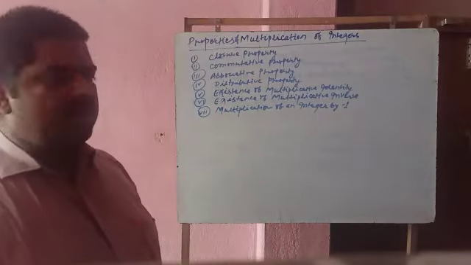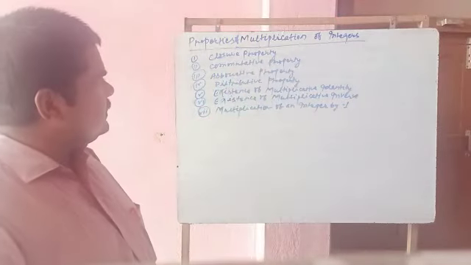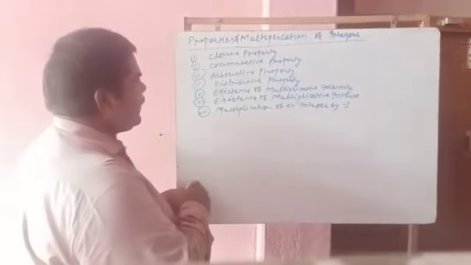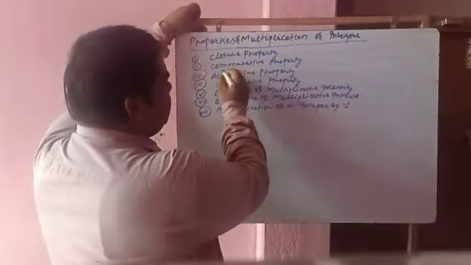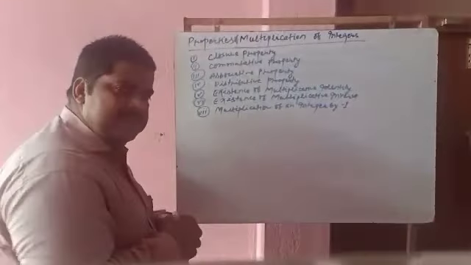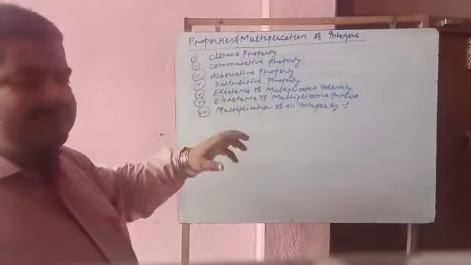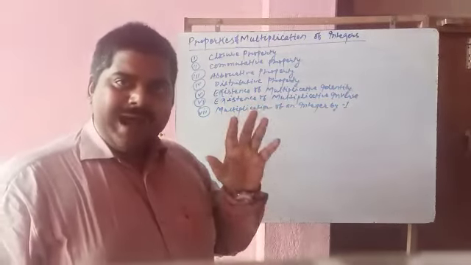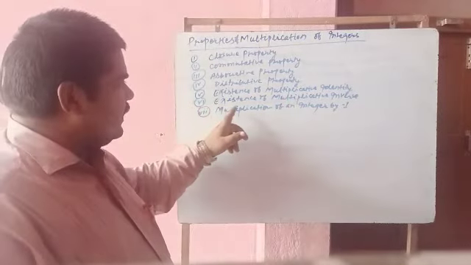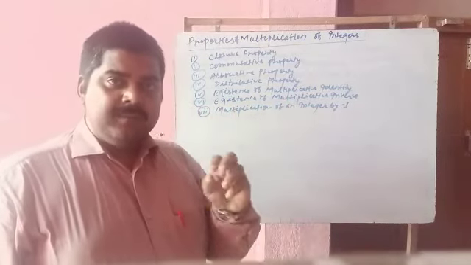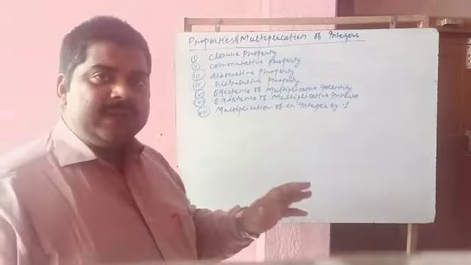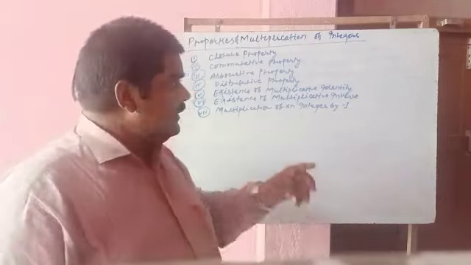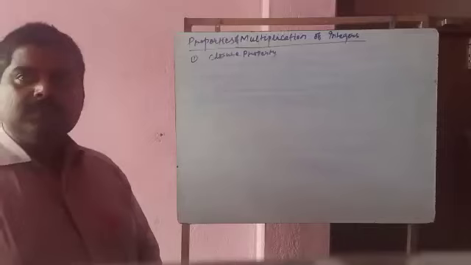Regarding properties of multiplication of integers, a list has been written on the board. You can check it. The first one is closure property, second is commutative property, third is associative property, fourth is distributive property, fifth is existence of multiplicative identity, sixth is existence of multiplicative inverse, and the last is multiplication of an integer by -1. My dear students, you have to read these properties one by one.